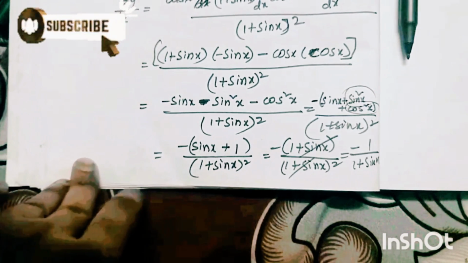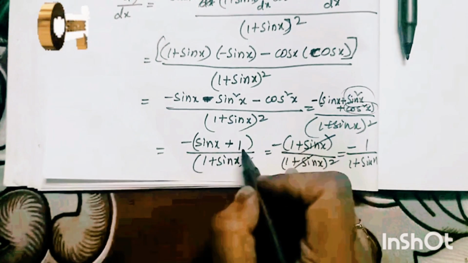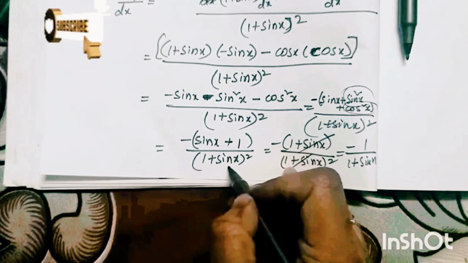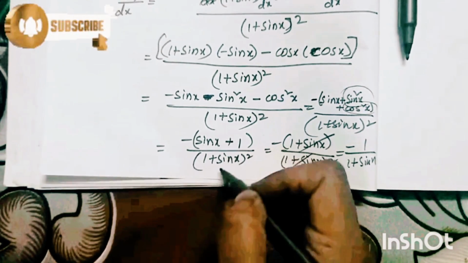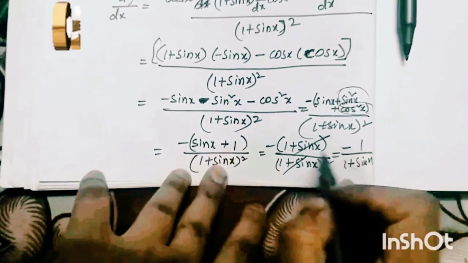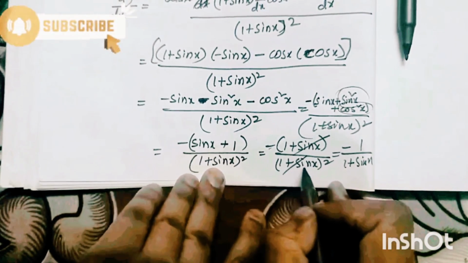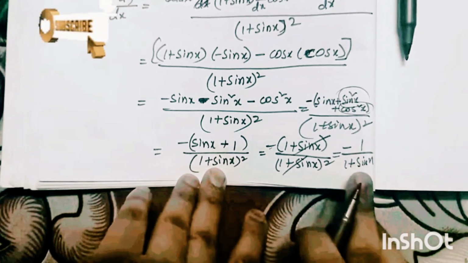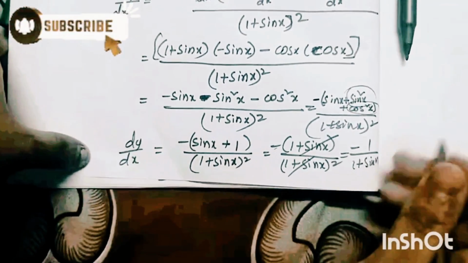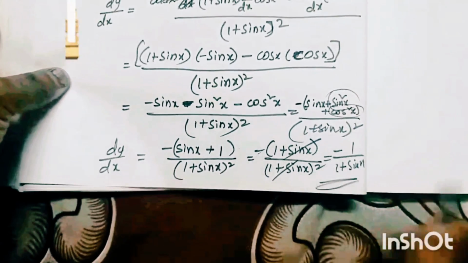Now sin x plus 1, we have to take this common term here. So the denominator also has 1 plus sin x. So write in this form. We will cancel this. Now we get minus 1 by 1 plus sin x remaining. So dy by dx is equal to minus 1 by 1 plus sin x, which is the solution.